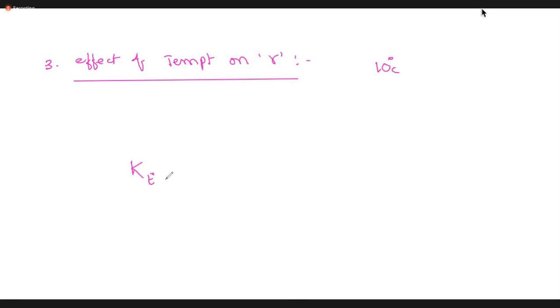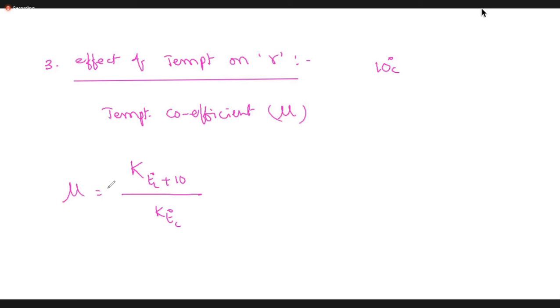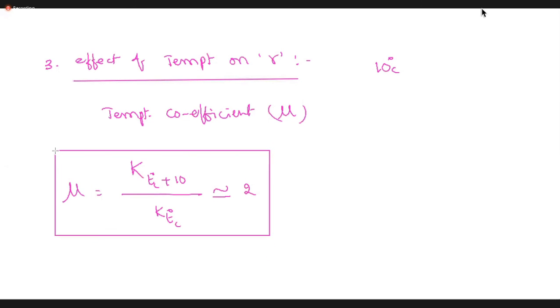This is called the temperature coefficient, with mu. Most of the times it is double. Rarely it may be triple also. They will specify in the question, need not worry.